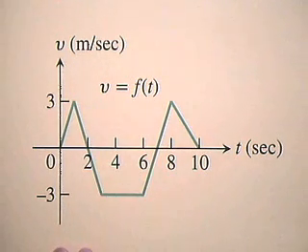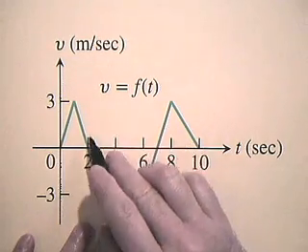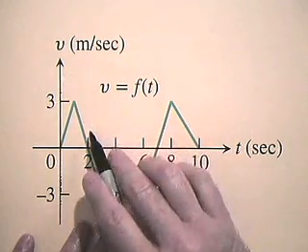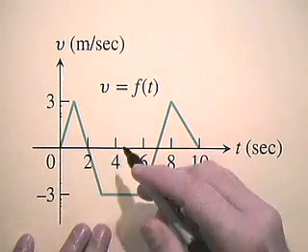How about the graph of the body's speed? Well, to graph speed, we just have to graph the absolute value of velocity. How do you graph the absolute value of any function? Well, you just take wherever it goes below the axis and reflect it up.